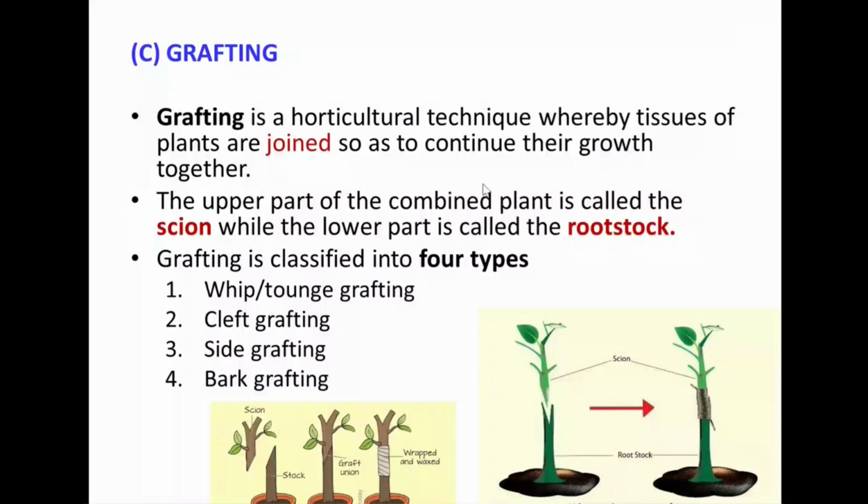So the upper part of the combined plant is called scion and the lower part is called rootstock. This is the lower part, this is the upper part. This is from one plant, this is from the other plant. So the upper one is called scion, the lower part is rootstock. You should remember this.